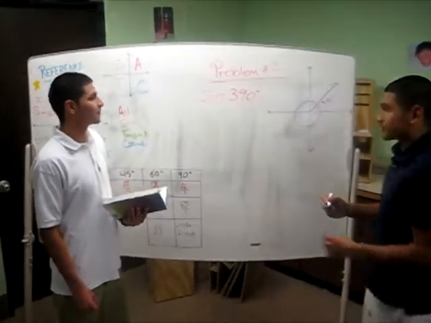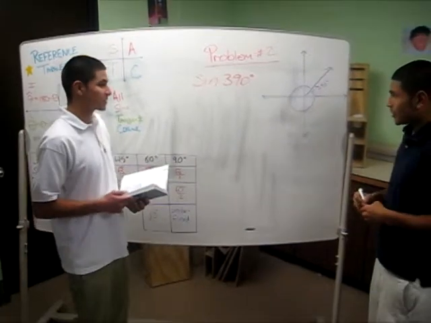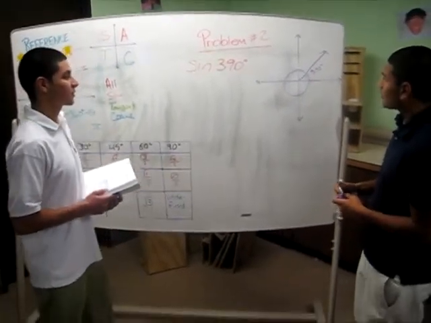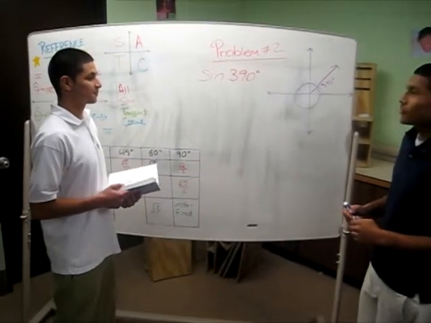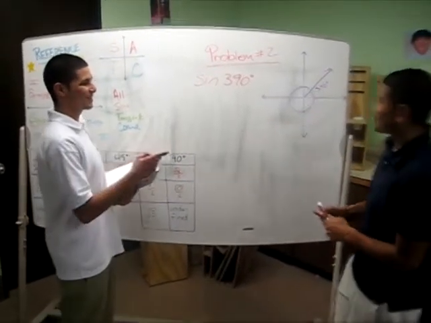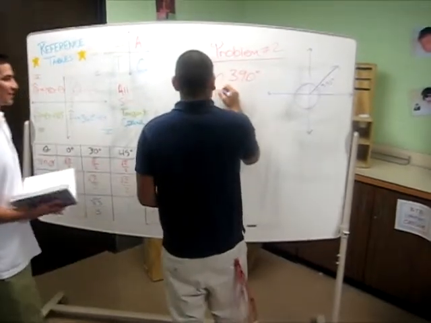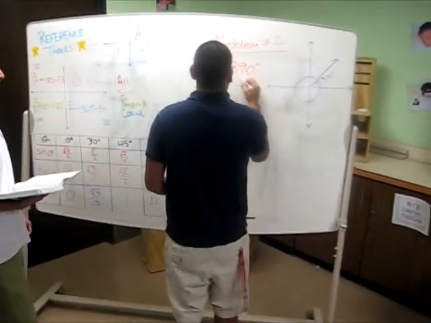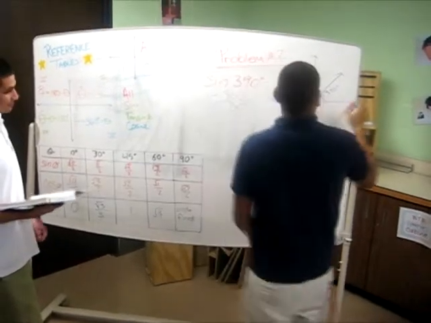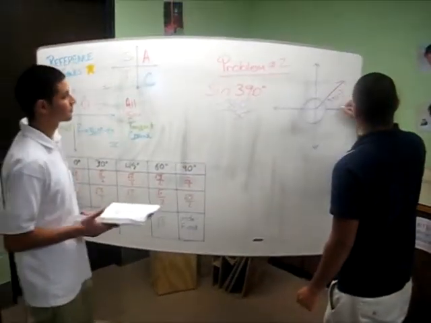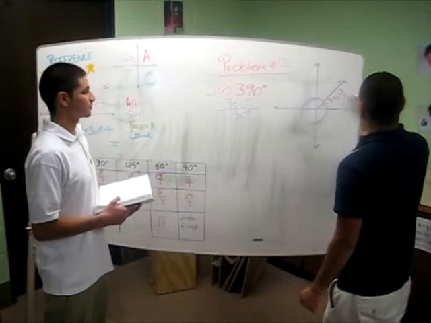Right? Right. Okay, next step, you want to find the coterminal angle since it's greater than 360. What do you have to do now? Subtract 360 from the angle. There you go. That's 30 degrees. So the coterminal angle is equal to 30 degrees.